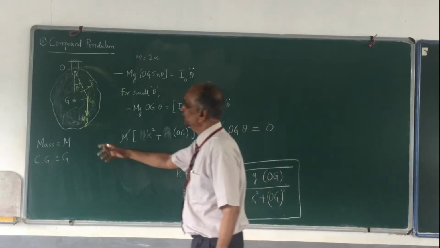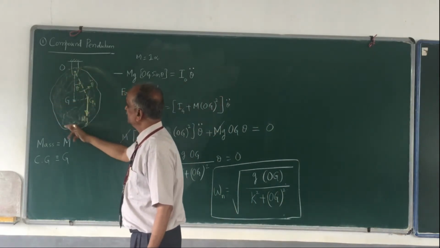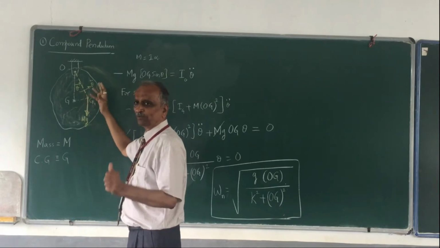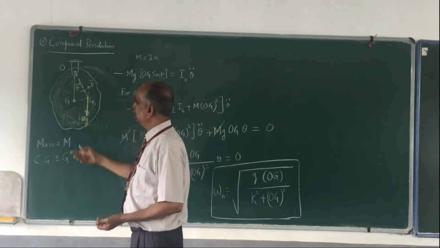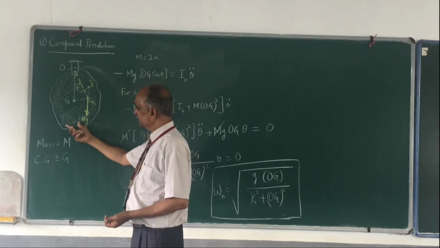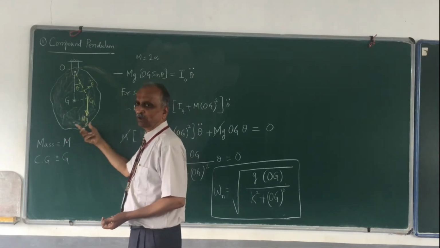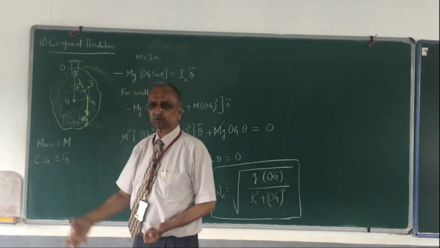So what can I do? Imagine this is the body which is irregular. I want to find out I_G, or the value of k. How can I do it? Take this and allow it to oscillate, with small oscillations. Then take a stopwatch.